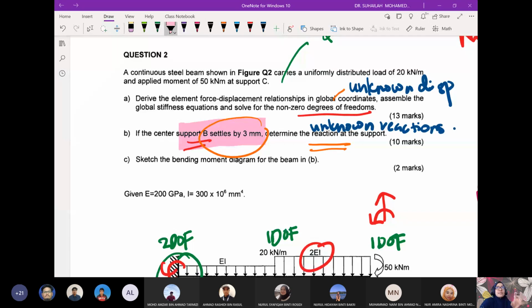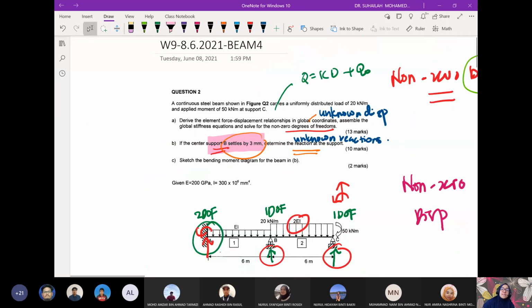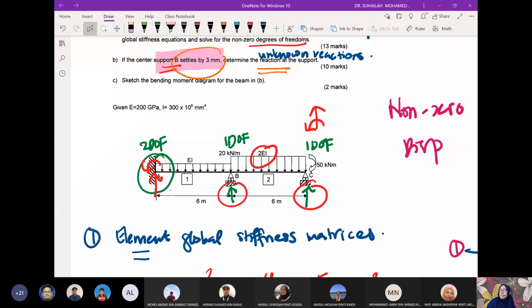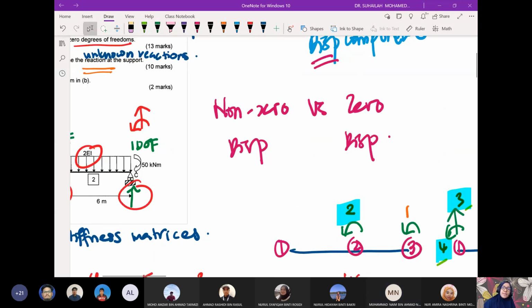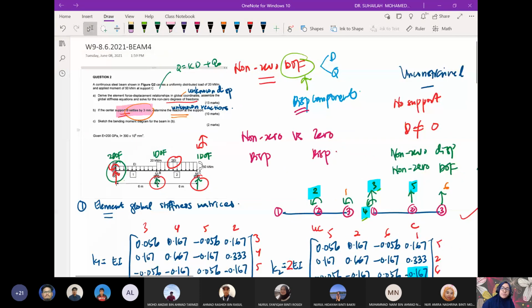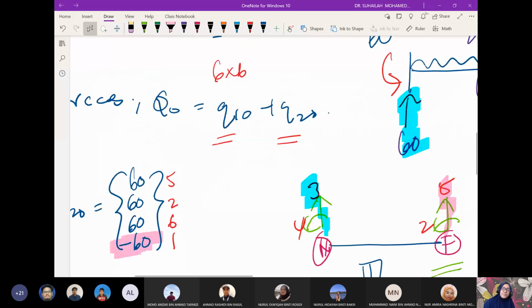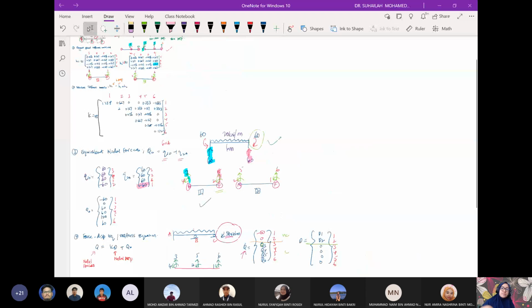Okay, settlement means Y or Z? Settlement in this case, the degree of freedom for settlement is Y. Yes, its position is Y, at B. Let us look back. At B, what did we label? What number did we label at B in the Y direction? 5. Okay, here at B. Settlement in the Y direction.